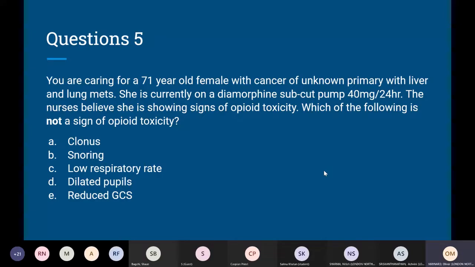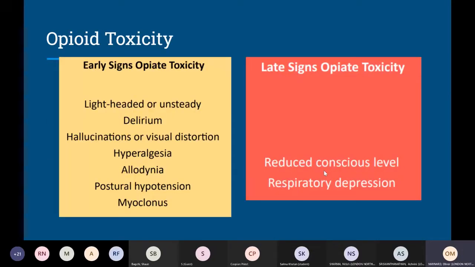Okie dokie. So most people have gone for D, which I agree with, dilated pupils. So there are lots of different signs of opioid toxicity. Early signs including lightheadedness, delirium, hallucinations, hyperalgesia.